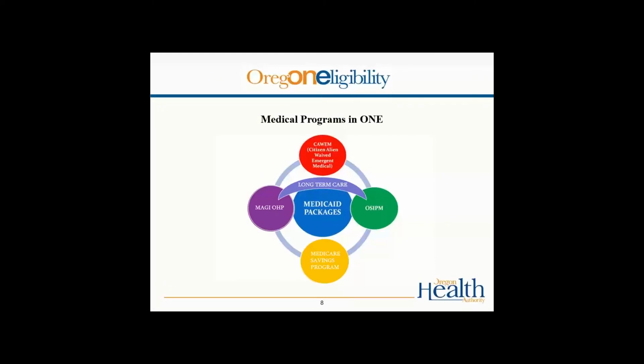We left this in because it's a nice visual, right? We have these Medicaid packages. We have CAWEM, which is the emergency-only coverage, and we have Medicare Savings Programs as two of the programs. But we also have the MAGI OHP, which is full benefits, and OSIP-M, which is full benefits. And either of those on the MAGI or non-MAGI side can be paired with long-term care. So that's just another way of saying what was in the previous slides.